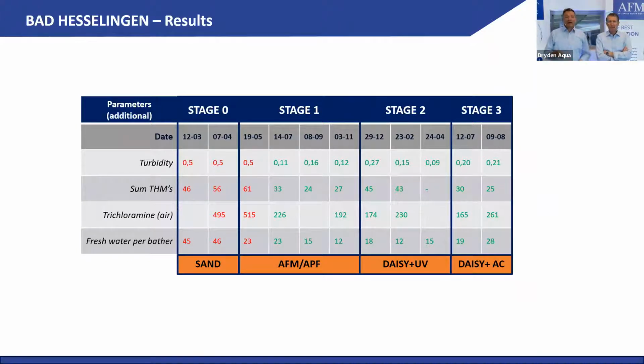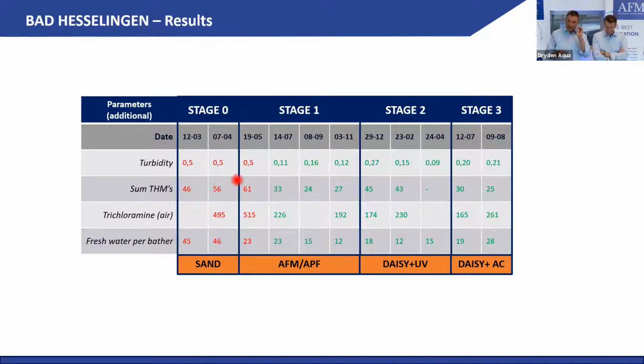Turbidity. You see, we were before at 0.5, and then on average below 0.2. And this is really the target that we want. It's not the best installation, but 0.2 is good.